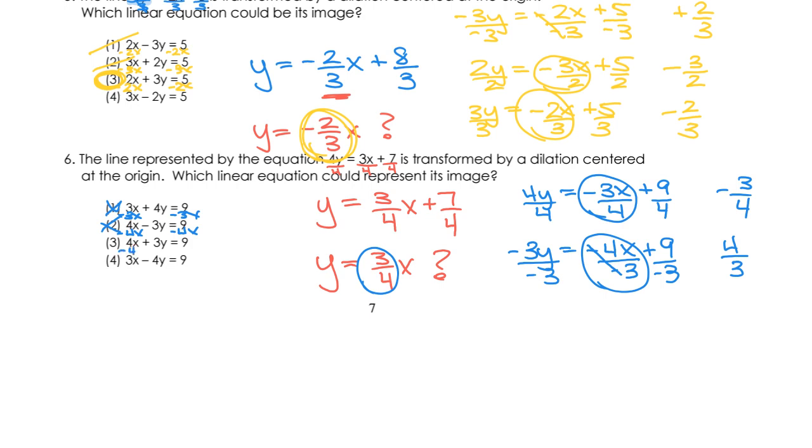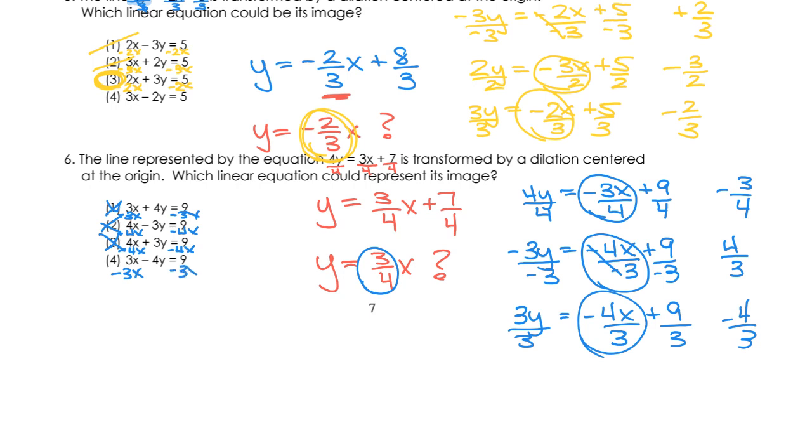And number 3, to get into y equals, we would subtract 4x, and we would end up with 3y equals negative 4x plus 9. Then go ahead and divide by 3. And there's our slope, negative 4/3. But that is not the same slope that we have, and so it's got to be choice 4. But let's just double check so we know we didn't make a mistake.